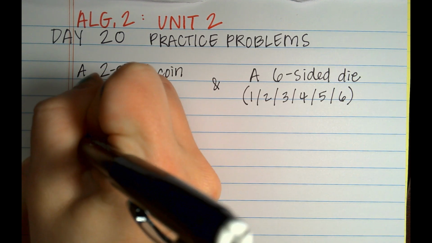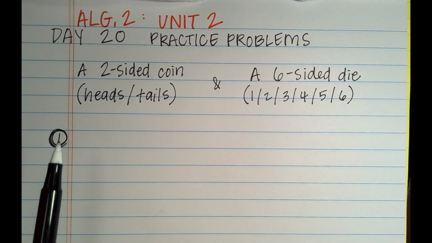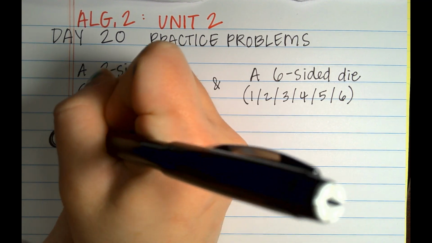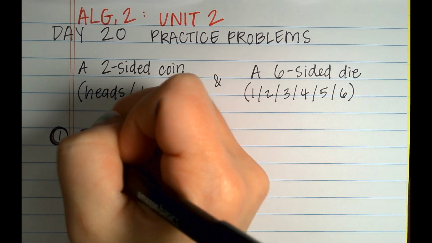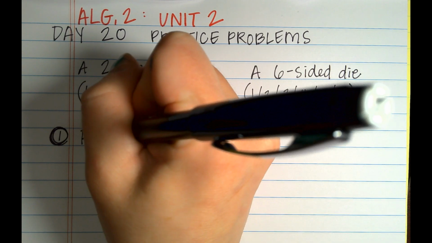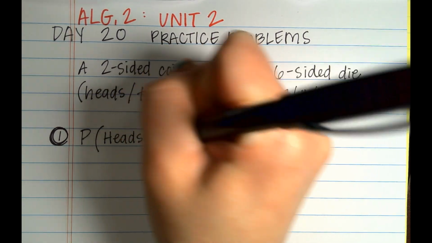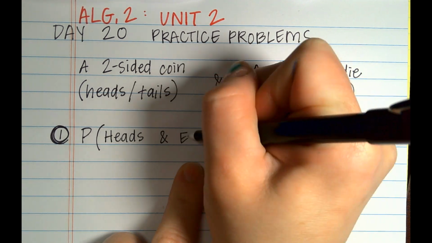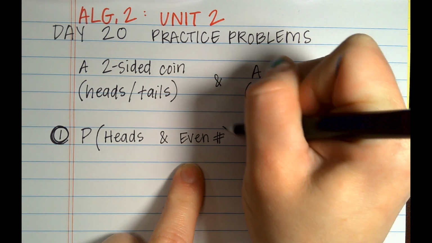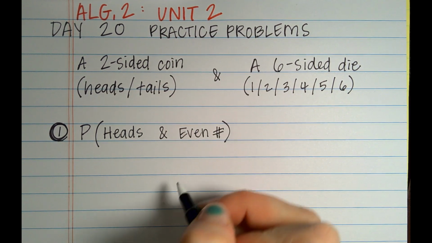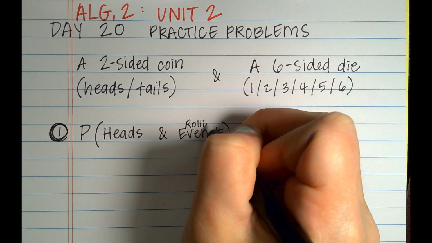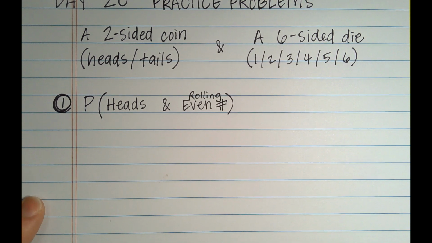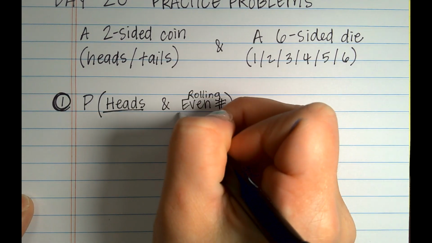So we want to know first the probability of landing on heads and rolling an even number. Underline the separate events.